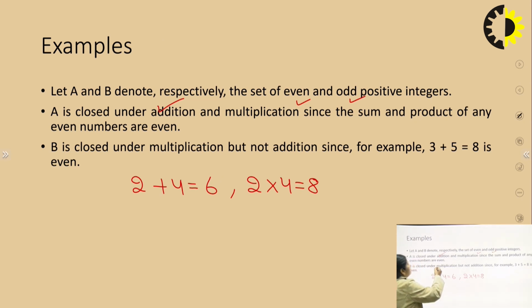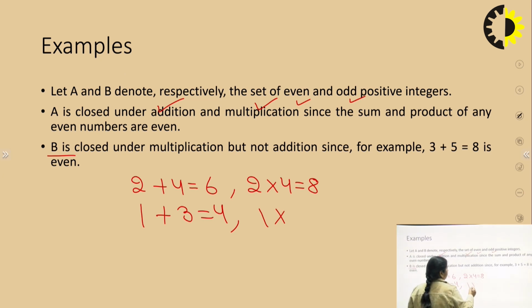So A is closed under addition as well as multiplication. But if we see B, in B, if I take two odd integers, I am not getting odd in the answer. If I multiply two odd integers, definitely I'll get a positive odd integer. Okay, so B is closed under multiplication but not addition.